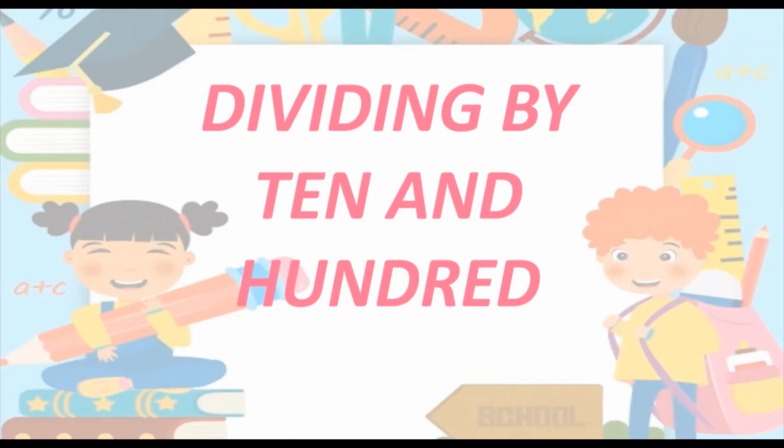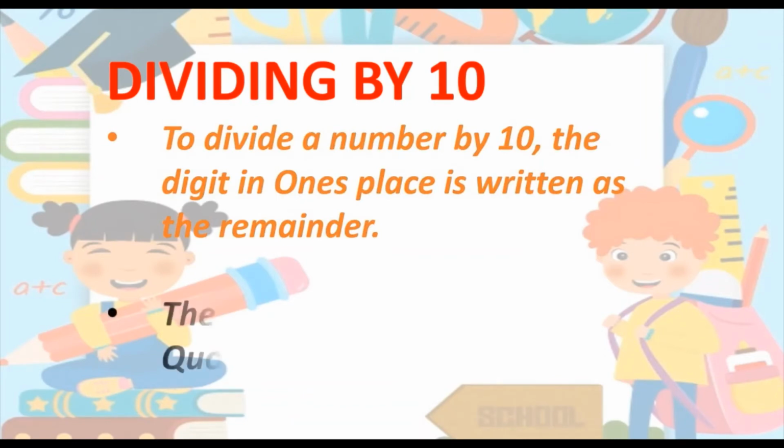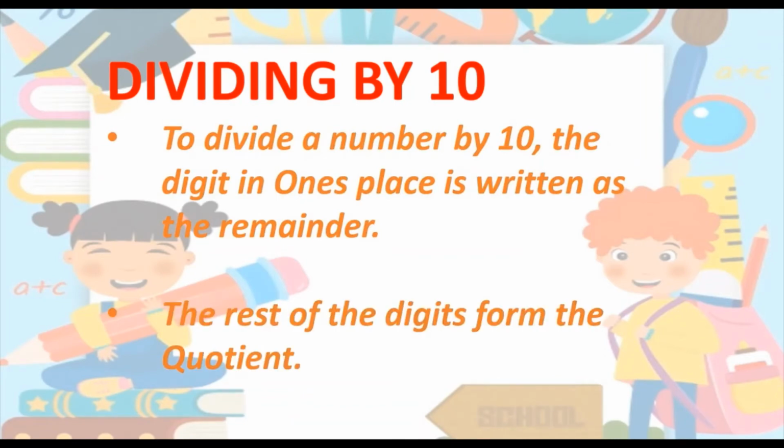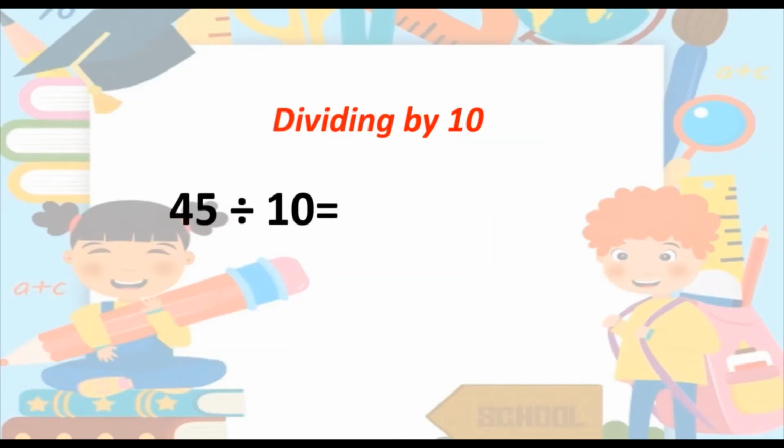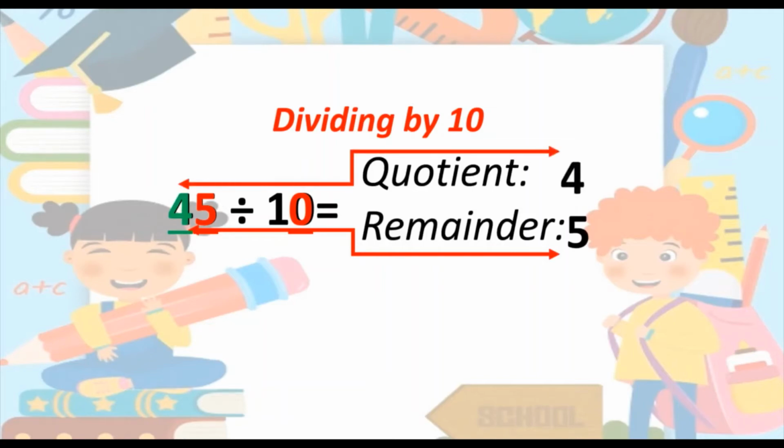Now dividing by 10 and 100. To divide a number by 10, the digit in one's place is written as the remainder and the rest of the digits form the quotient. Let us see through the examples. 45 divided by 10. Here, the digit in the ones place is 5. The remainder becomes 5. Quotient becomes the remaining digit, that is 4.